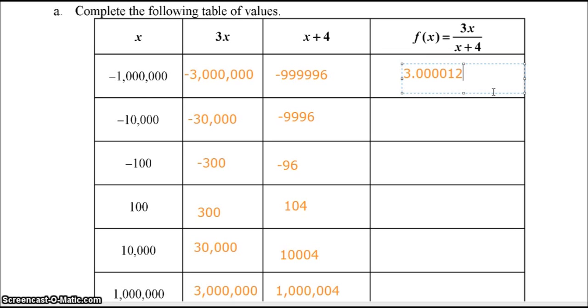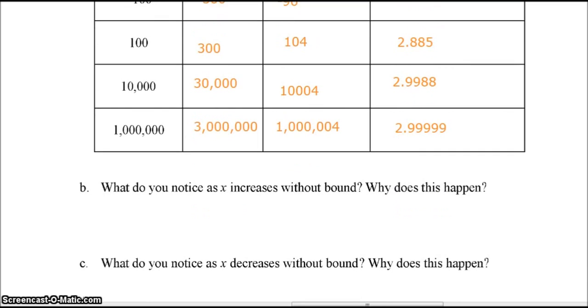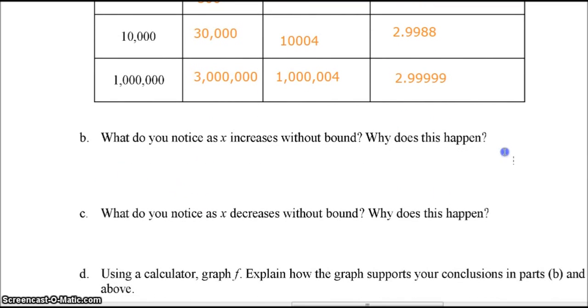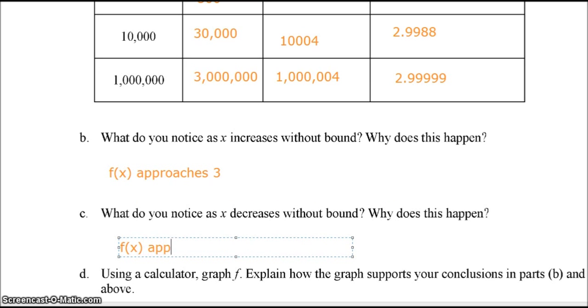I'm going to go ahead and fill out this table. This column is much more interesting. As x decreases without bound, f of x approaches 3, and if x increases without bound, f of x approaches 3 also. So that's our signal. We have a horizontal asymptote at y equals 3. What do you notice as x increases without bound? f of x approaches 3. What do you notice as x decreases without bound? Same thing. I guess we should answer these questions. Why does this happen?